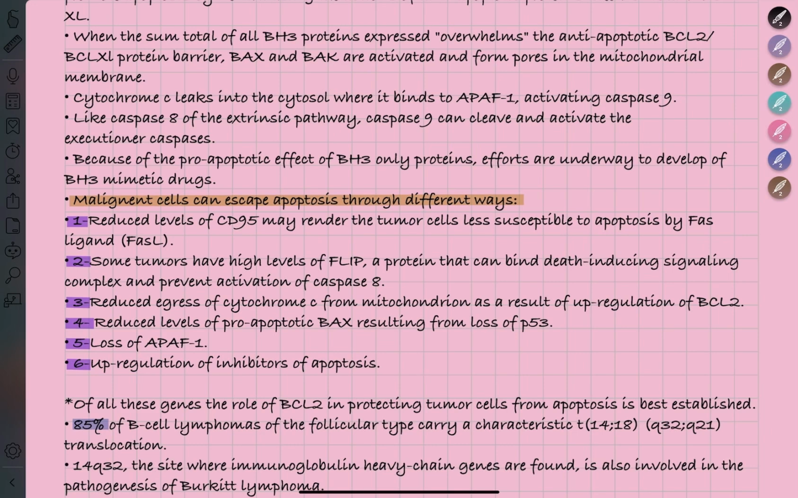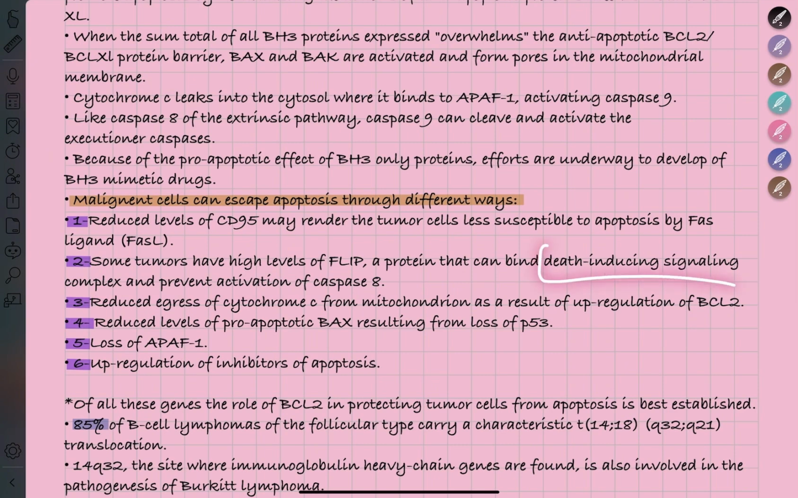So what's going to happen is now the tumor cells, because they do not have as much Fas receptors, the Fas ligand is not going to do anything, okay? So it's going to make the tumor less susceptible to apoptosis. Some tumors have high levels of FLIP. This protein can bind death-inducing signaling complex and prevent the activation of caspase 8, okay?